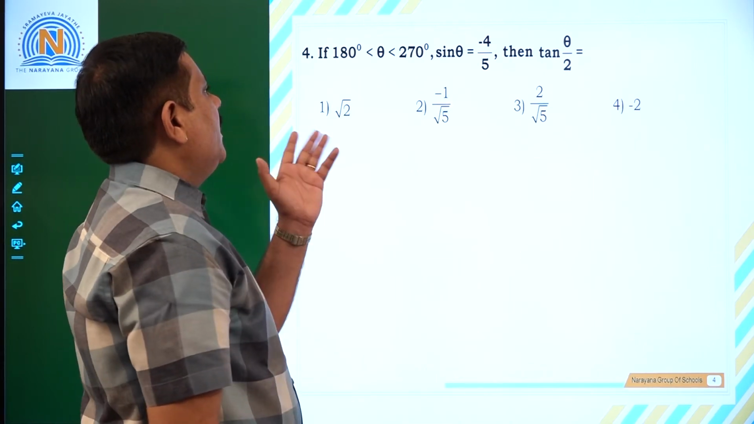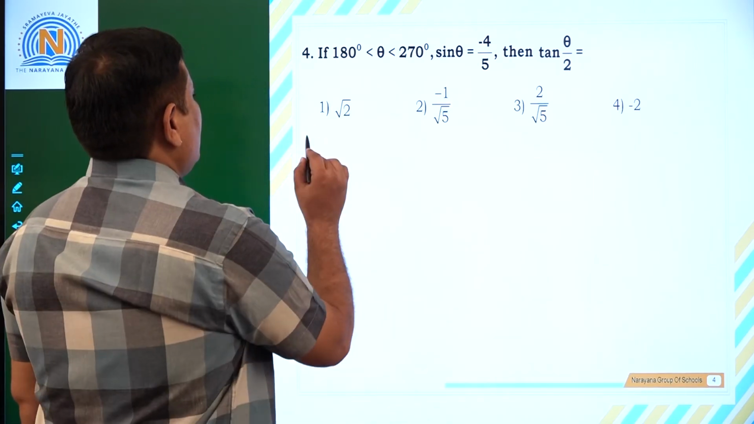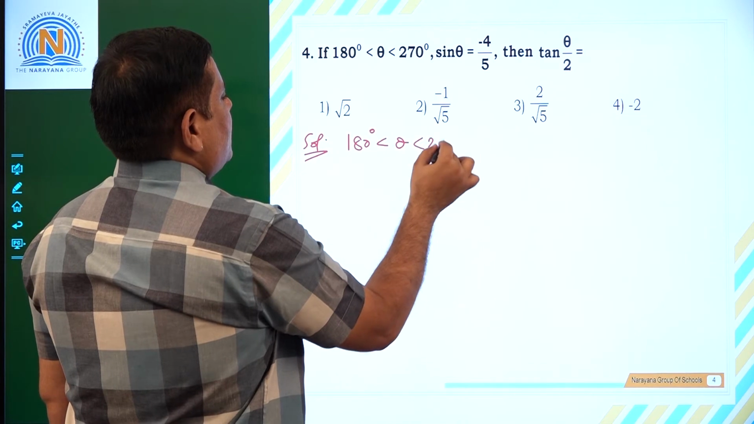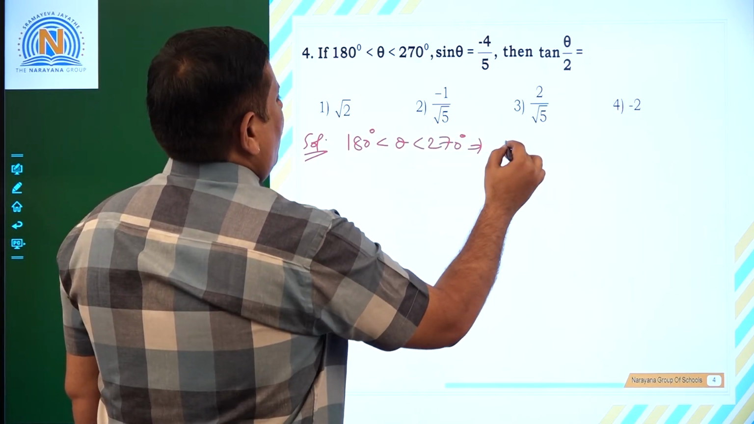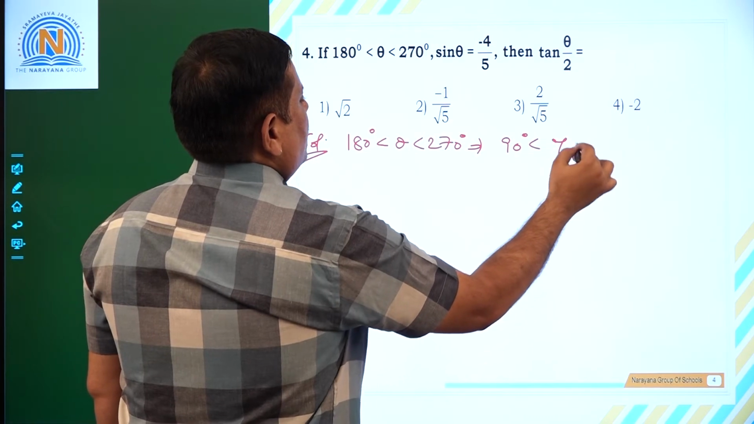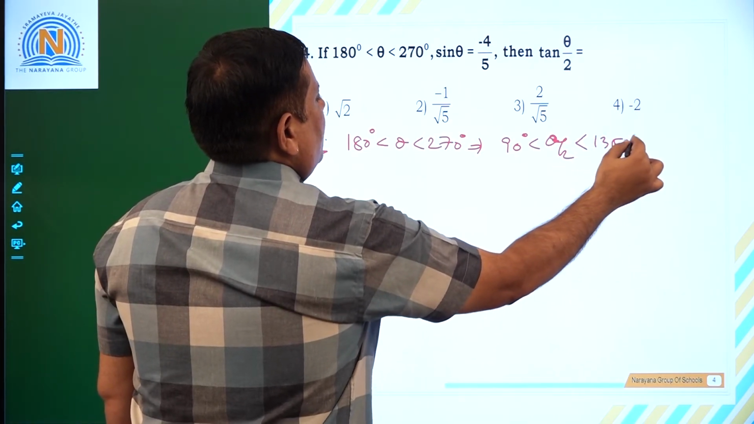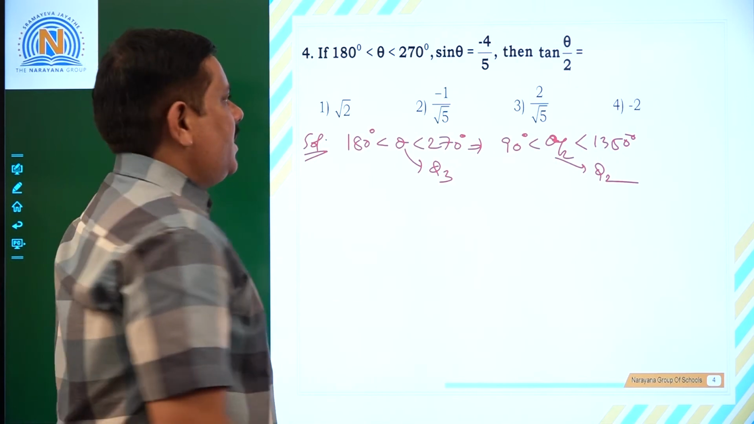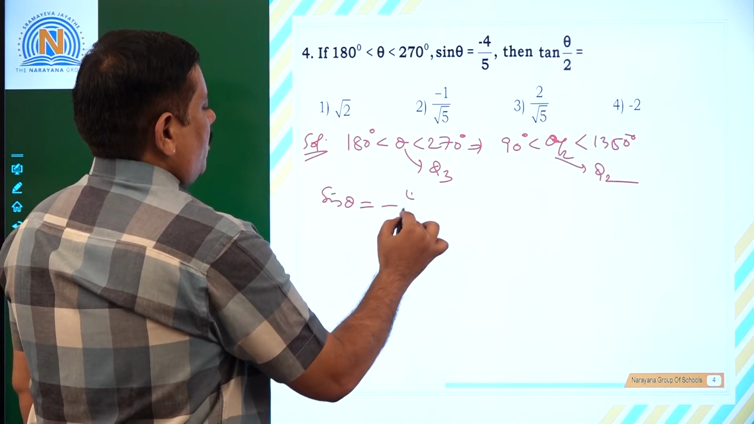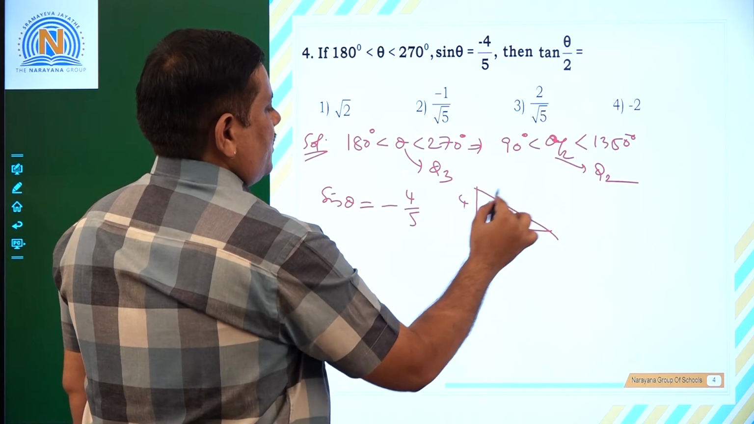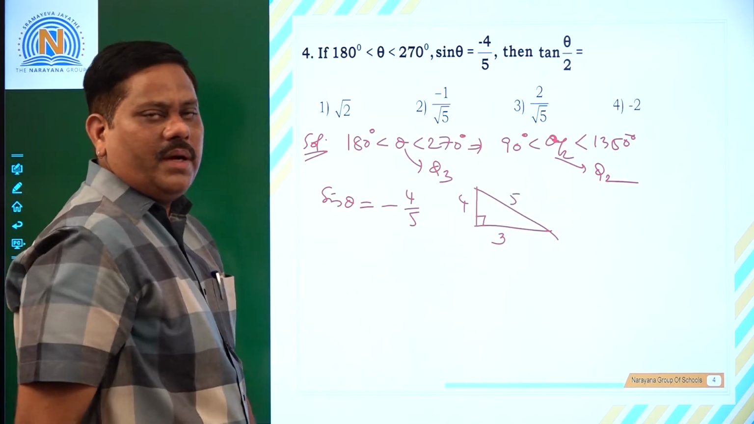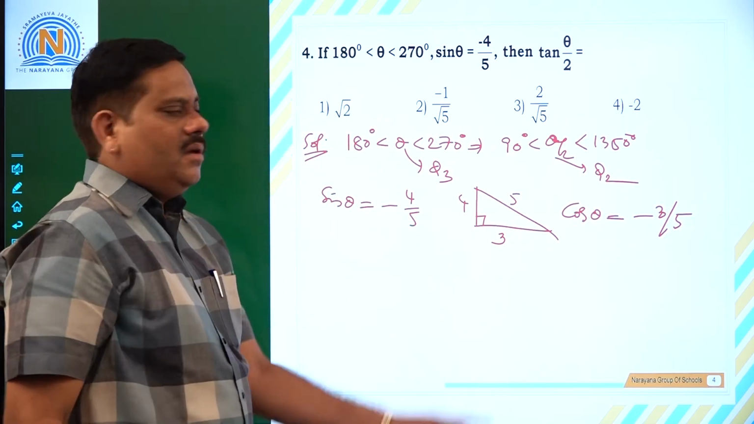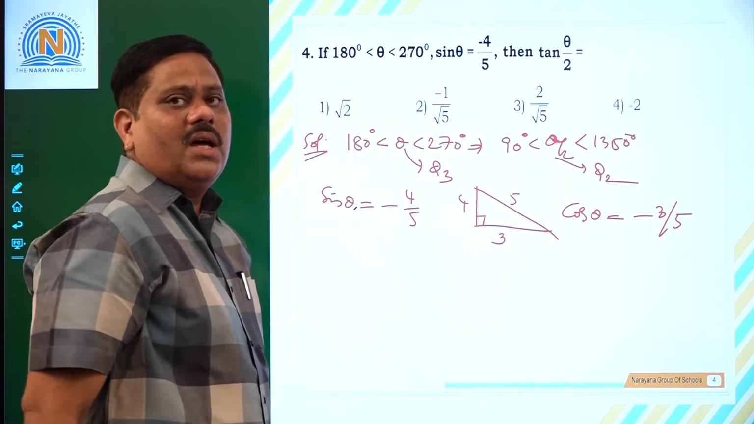Here also 180 degrees is less than theta is less than 270. All the cases are such that theta is in quadrant 3 only. It implies 90 degrees is less than theta by 2 is less than 135 degrees. Here theta is in quadrant 3, and theta by 2 is in quadrant 2. Now sin theta is minus 4 by 5. If you take the right triangle, this is 4 and this is 5, so this side will be 3, a Pythagorean triplet. Then cos theta will become minus 3 upon 5. Why minus 3 upon 5? Because theta is in quadrant 3, sin and cos both are negative.